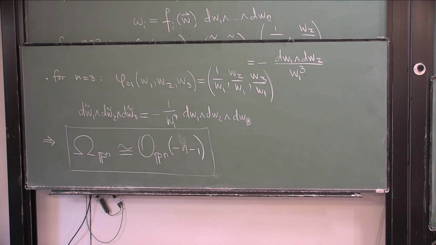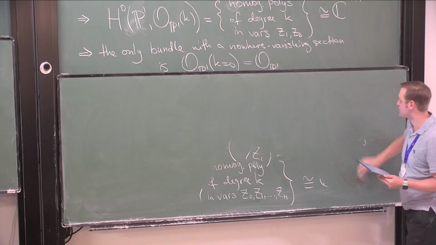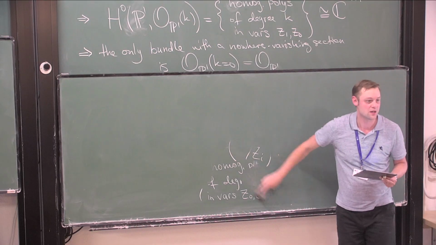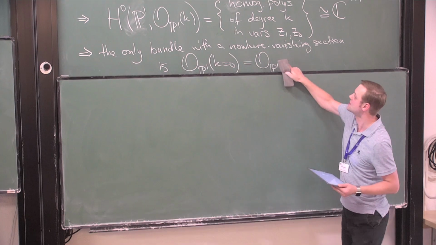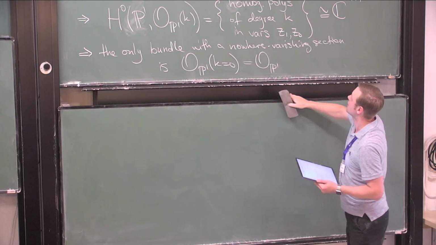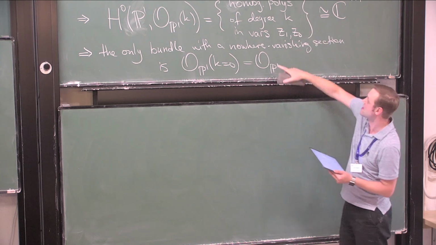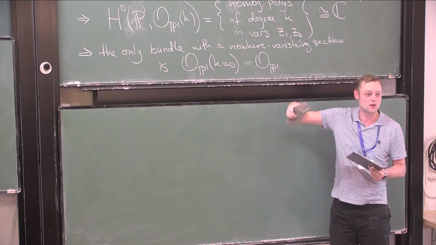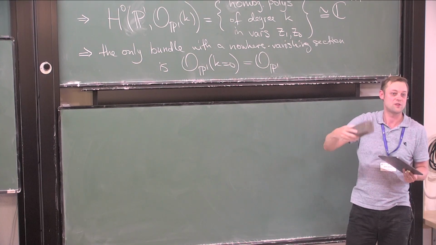And all of these line bundles with negative integers are 0. Well, they're not 0, but they just don't have sections. That's what I meant. It's because of the characterization that I just erased, but for P to the n, the global sections are homogeneous polynomials. And of course, if you look at homogeneous polynomials of negative degree, there are none.